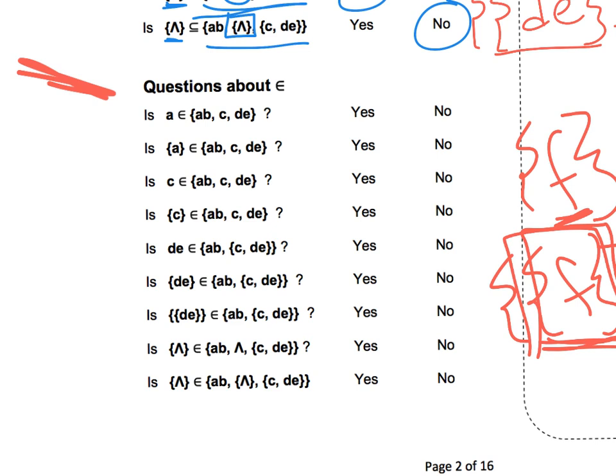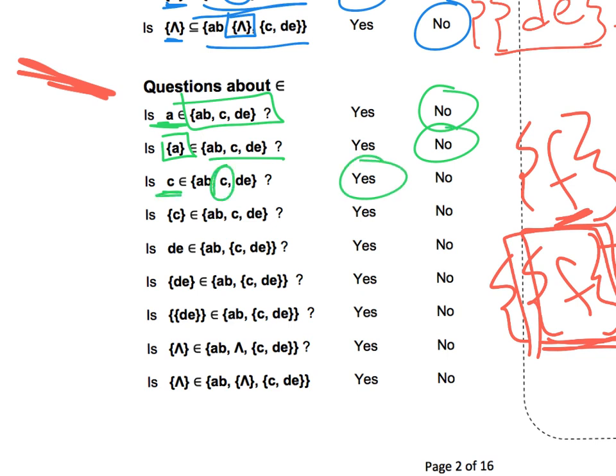Let's get a pen. Let's go green just because I want to show off all the different colors I have here. So let's see. Is this thing, an A by itself, found in this set? Well, no. Is the set A found in this thing? No, I don't see that either. Is a C by itself in here? You bet, it's right there, so that's a yes.